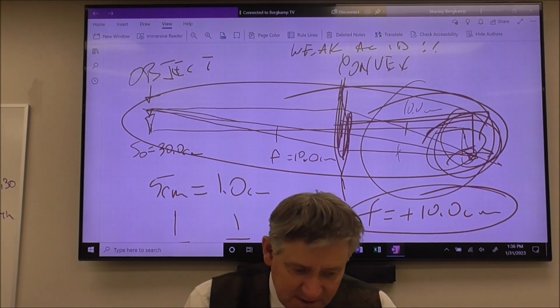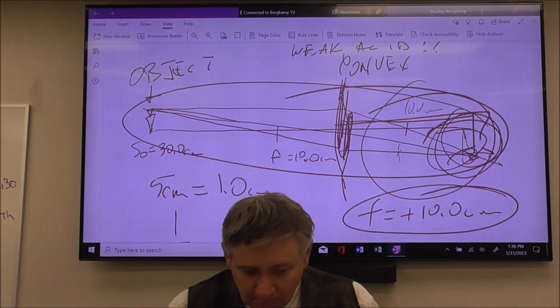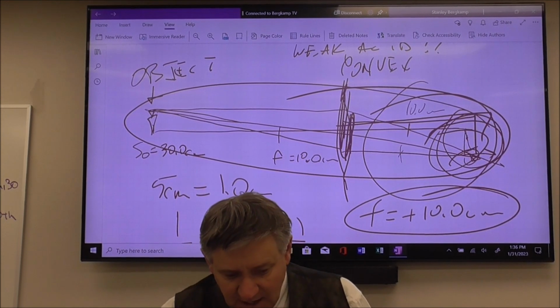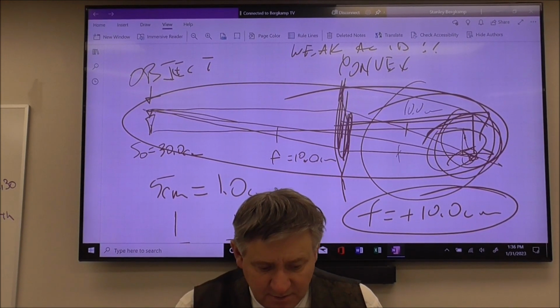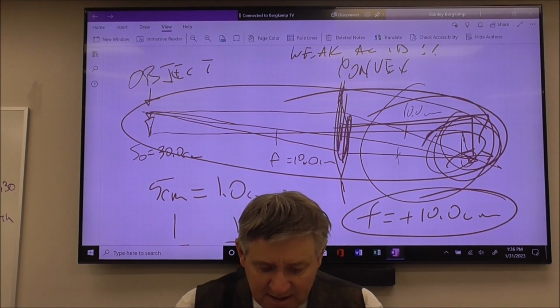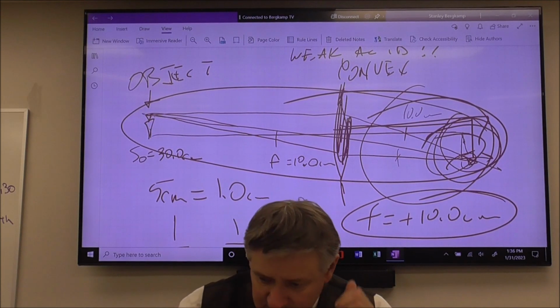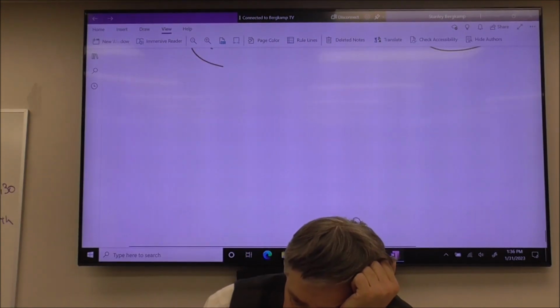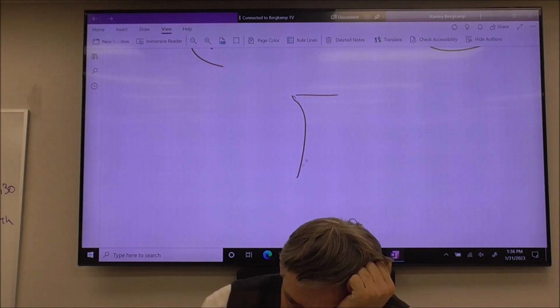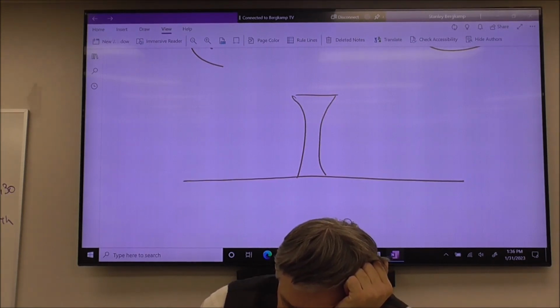Now, when you get to number 2, you have a diverging lens with a focal length of 10 centimeters. So with this one, diverging lens is the same thing as a concave lens.